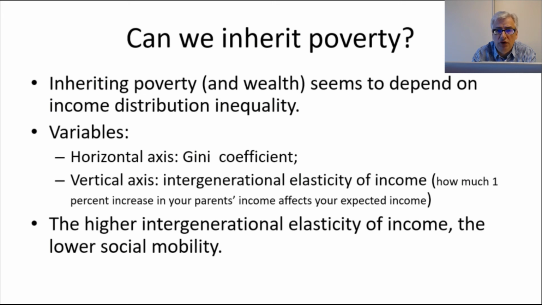If you are rich, you are very likely to remain rich, but if you are poor, then you are very likely to remain poor. This is what low social mobility is about. What does this intergenerational elasticity of income depend on? It turns out that it may depend on the Gini coefficient. It may depend on how equal or unequal the income distribution in the society is.